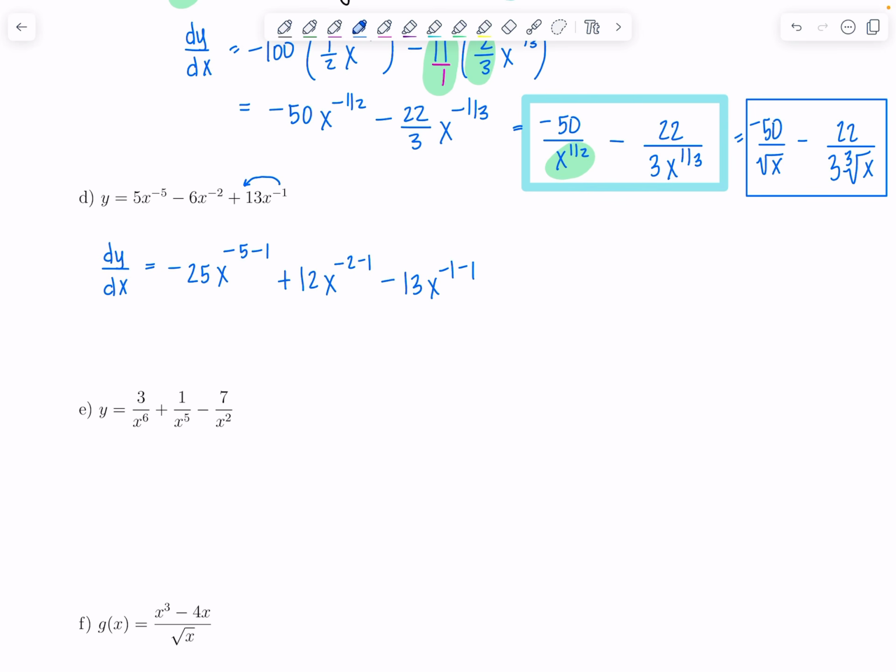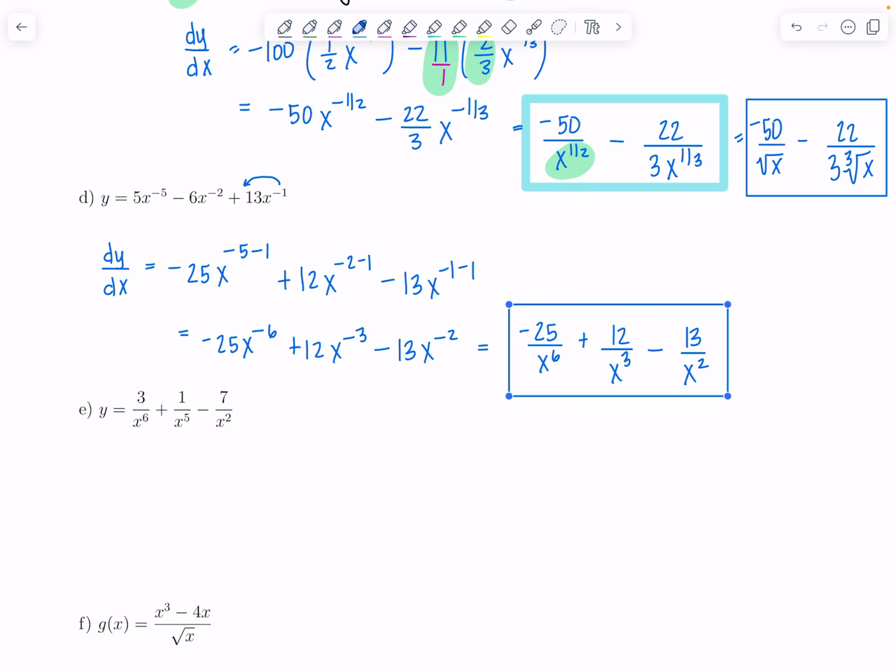You're surviving? Okay. So then this is negative 25 x to the negative 6th plus 12 x to the negative 3rd minus 13 x to the negative 2nd. And then the problem gave us negative exponents that weren't in the denominator from the beginning, but let's just put them all in the bottom at the end. So this is negative 25 over x to the 6th plus 12 over x cubed, and then minus 13 over x squared.